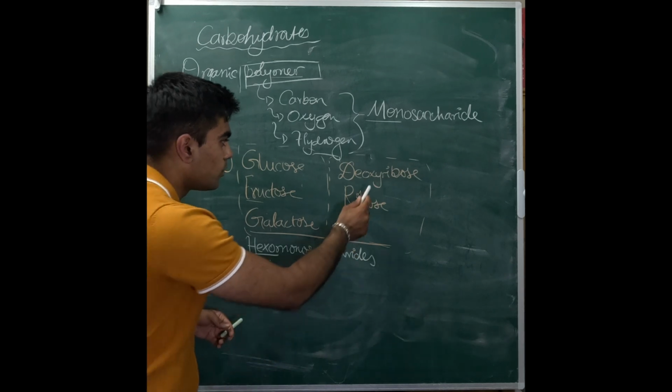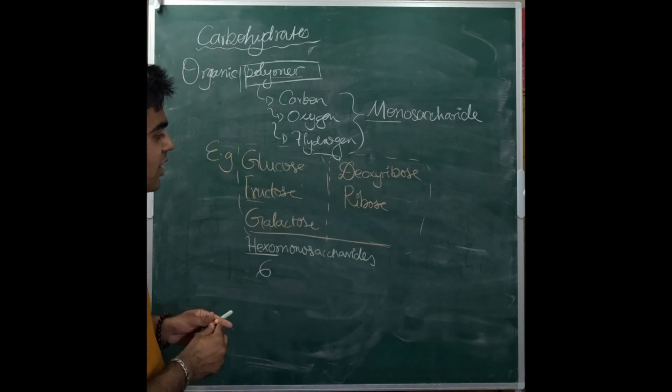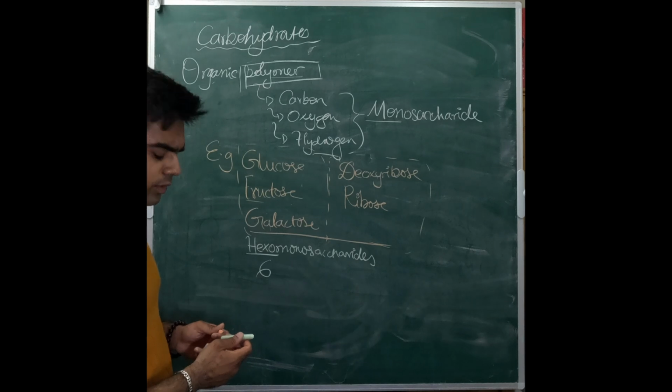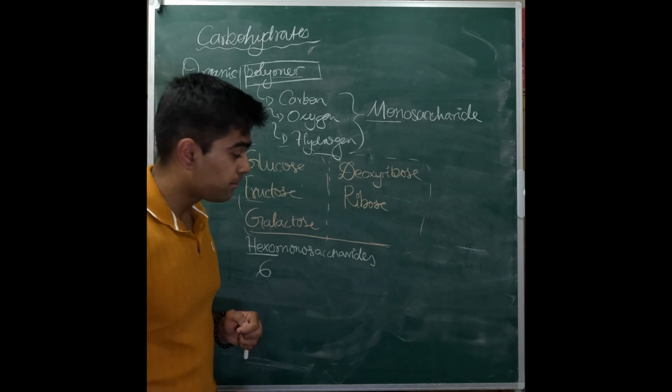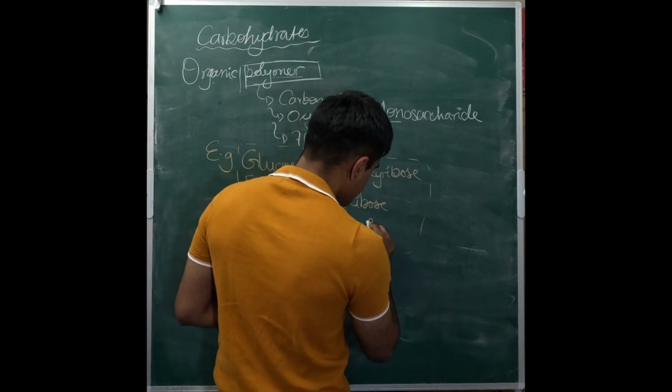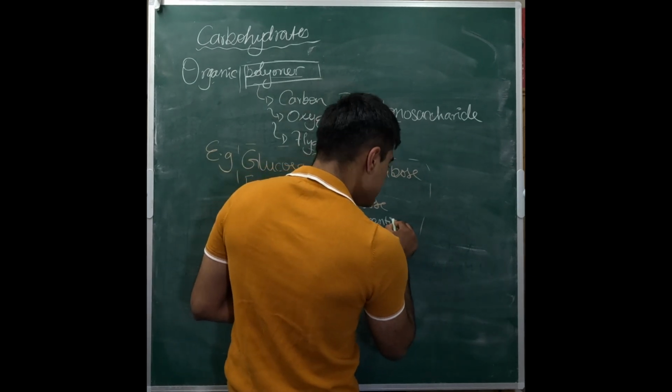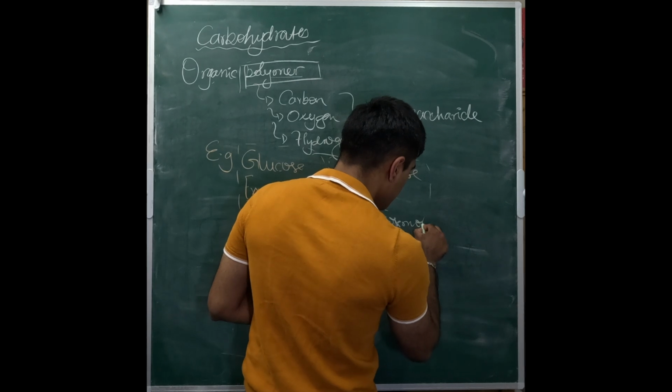Okay. What about deoxyribose and ribose? How many do they have? Or better, what do we call them? Well, we call them pentose monosaccharides. Pentose monosaccharides.